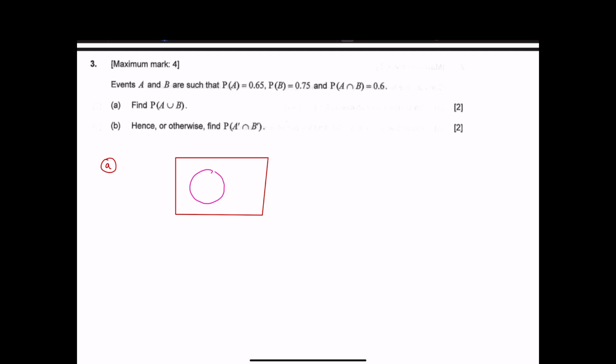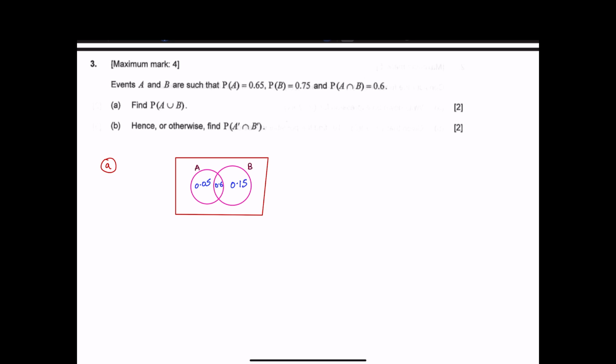So let's say this is A and this is B. So this is event A and this is event B. The probability of A intersection B is 0.6, so the common part between A and B should be 0.6. The part inside A but not in the intersection would be 0.65 minus 0.6, which is 0.05. So 0.05 here. And the part in B which is not inside the intersection will be 0.75 minus 0.6, which is 0.15. So we found it.